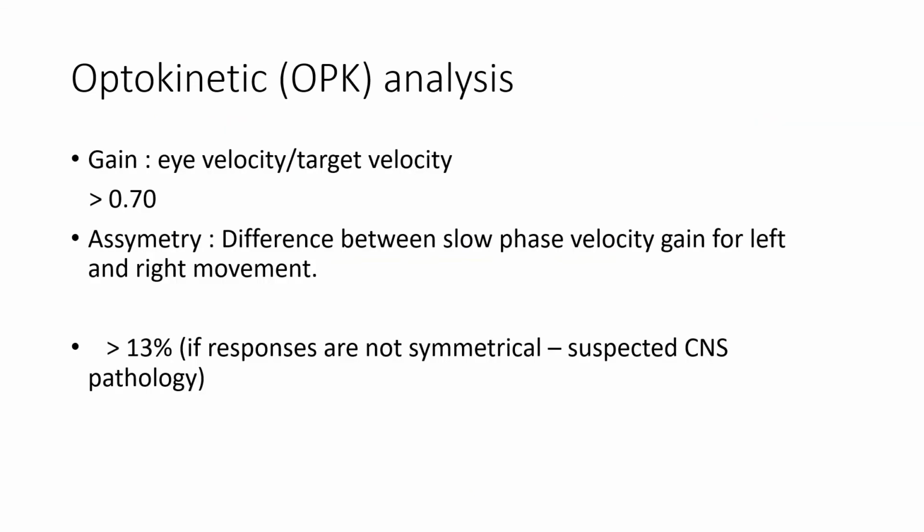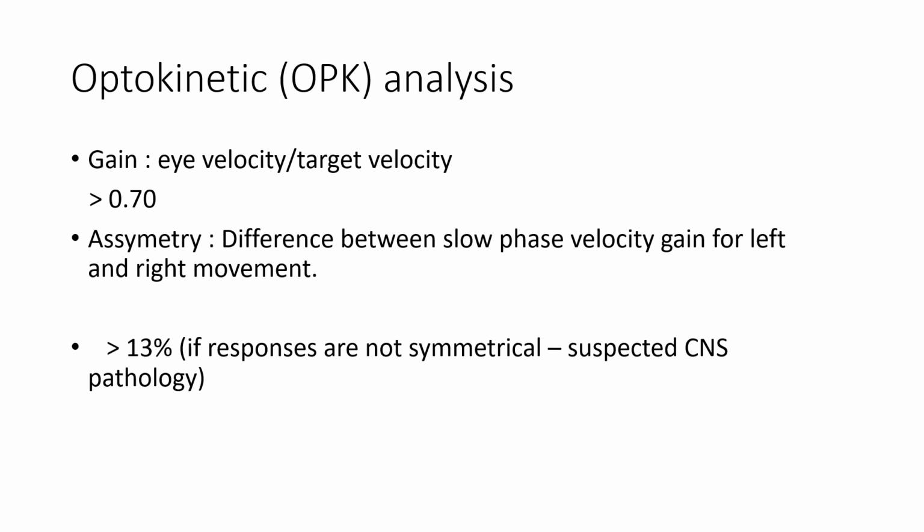How do we analyze the response? There are two parameters to quantify the OPK tracing: gain and asymmetry ratio. Gain is eye velocity divided by target velocity, and asymmetry refers to the difference between slow phase velocity gain for left and right movement. Normal values for OPK gain are similar to smooth pursuit but slightly lower at high frequency movement. The normal value should be more than 0.70.